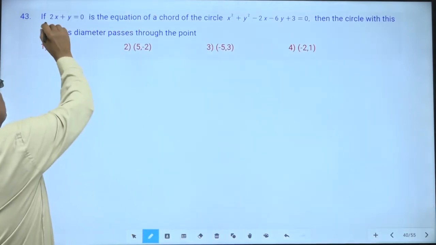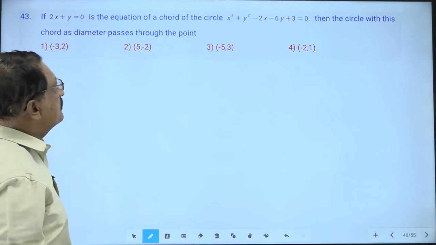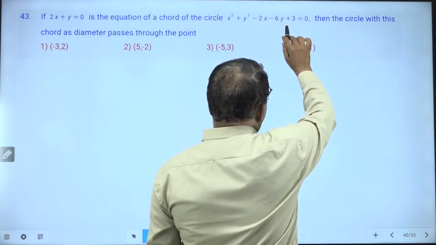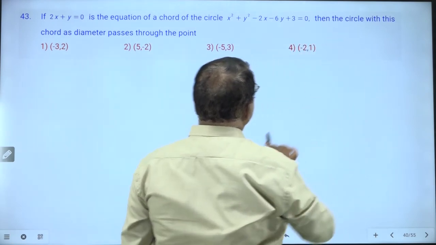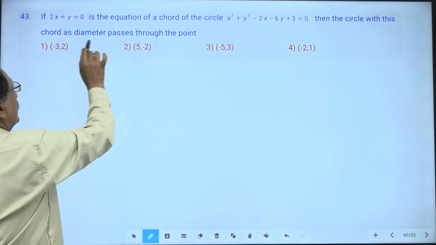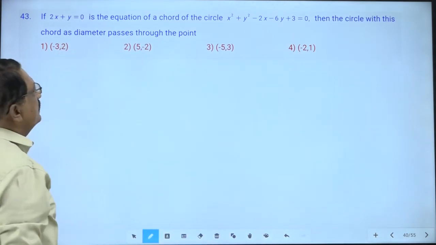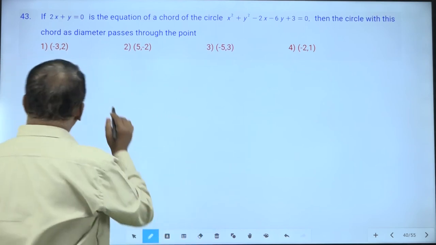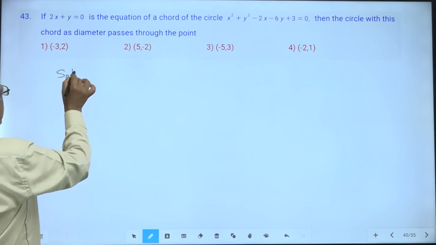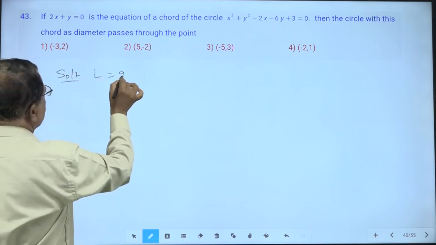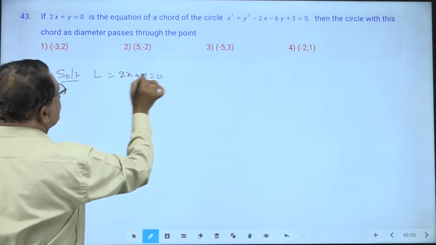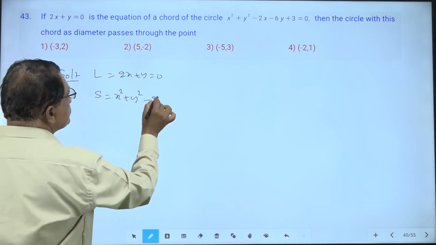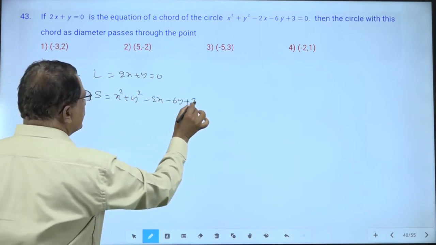Next. If 2x plus y equals 0 is the equation of a chord of the circle x square plus y square minus 2x minus 6y plus 3 equals 0, then the circle with this chord as a diameter and passing through the point is... Okay. Now, solution. The given straight line L equals 2x plus y equals 0. The given circle S equals x square plus y square minus 2x minus 6y plus 3 equals 0.